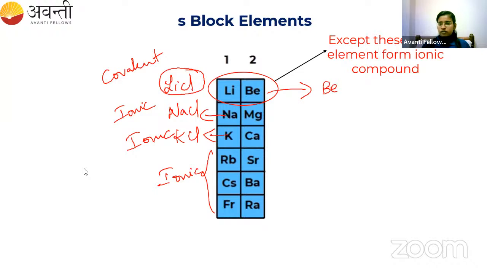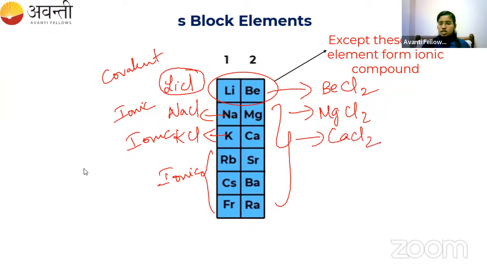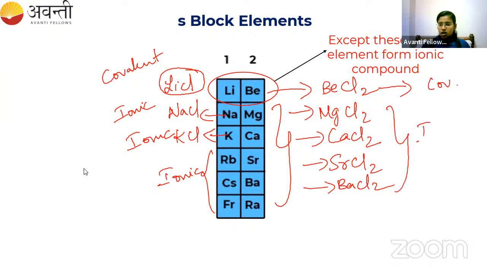Beryllium will form chlorides of type BeCl2, whereas other elements, like if I take magnesium, it is MgCl2, calcium CaCl2, strontium SrCl2, barium BaCl2, like this. But only beryllium chloride is covalent in nature, and all others are ionic in nature. Okay, so this is a speciality of the first member. The reasons for this will be discussed later in this lesson. So except the first member, all others will form ionic compounds.